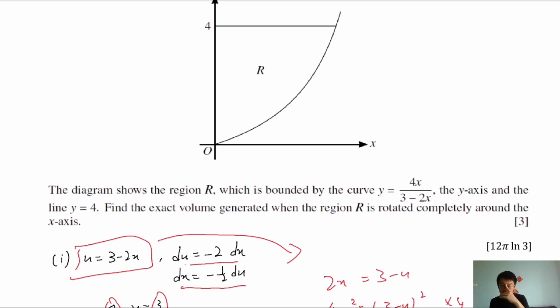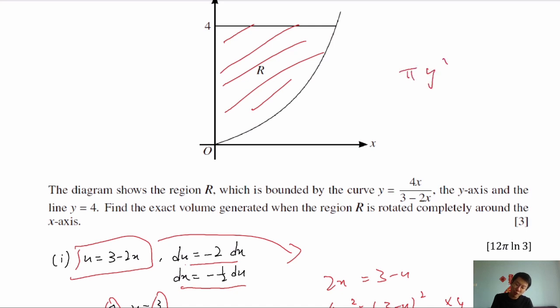For this one, what they are looking at is this region, which we have to generate when we revolve around the x-axis. For this volume, it is definitely not the pi y squared only. So it is definitely not pi integrate y squared.